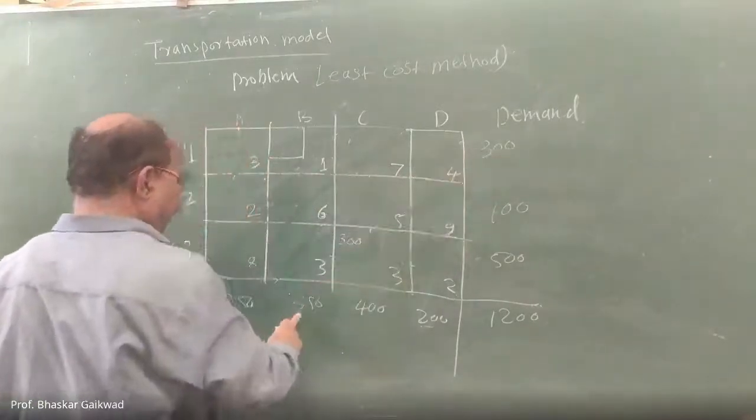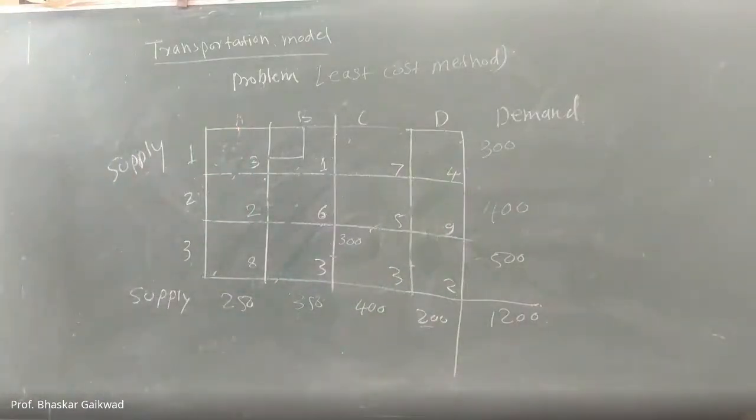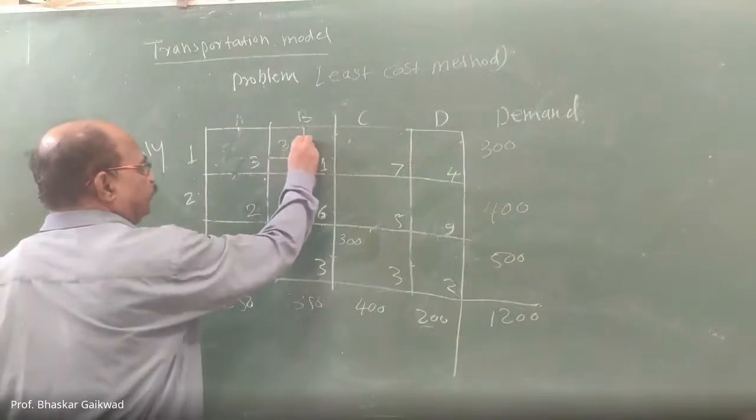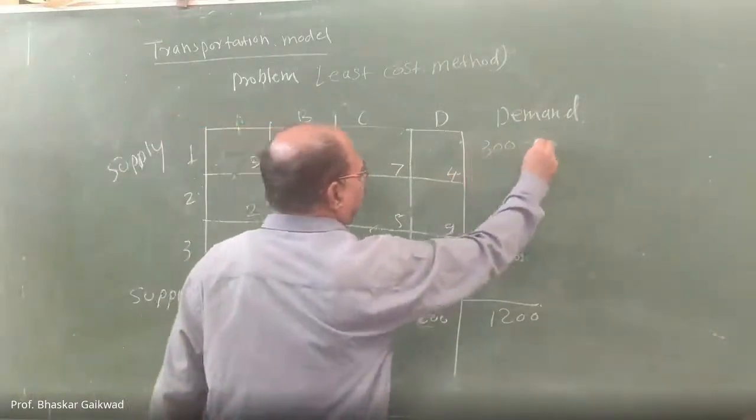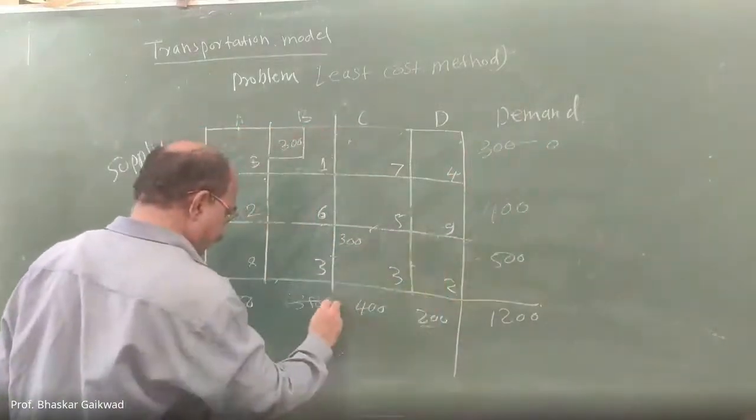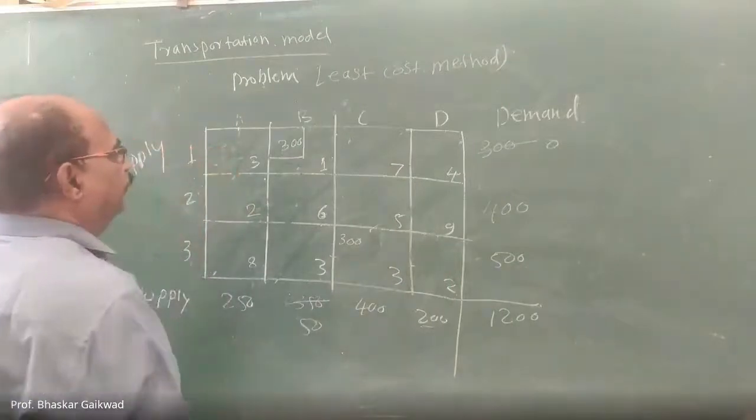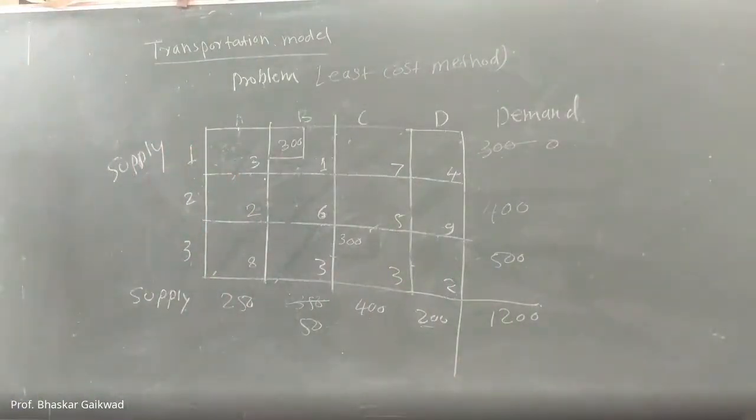Demand is 300 and this is 350. So you can write 300 here. So this will become 0 and this will become 50. Okay. Now you can go to the next row.